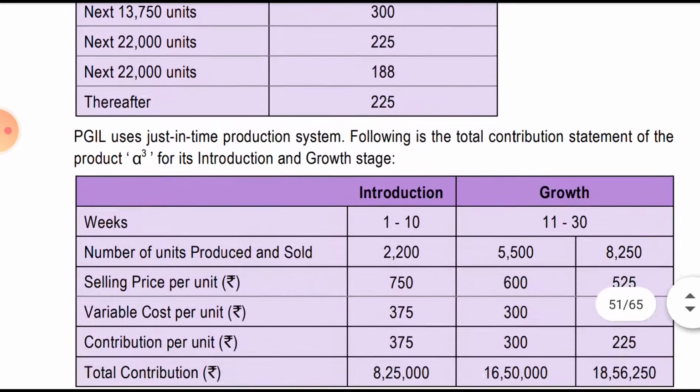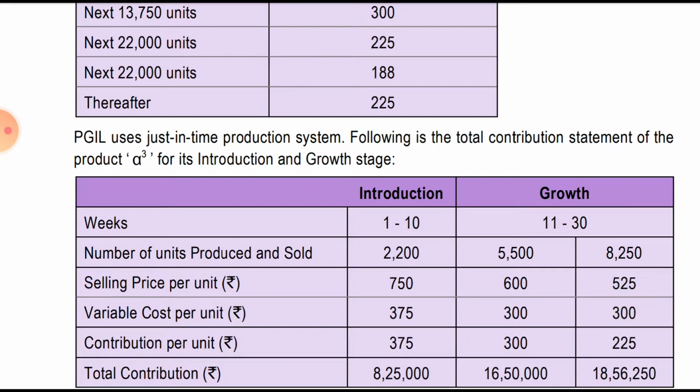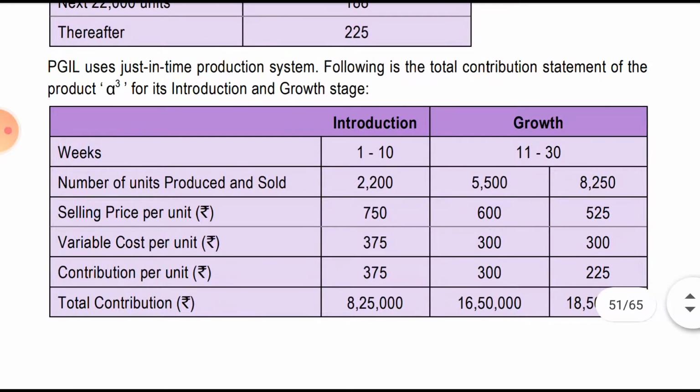PGIL uses the just-in-time production system. Following is the total contribution statement of the product Alpha 3 for its introduction and growth stages. The introduction stage is weeks 1 to 10, and growth is 11 to 30, that is 11 to 20 and 21 to 30. The data given includes the unit quantity, selling price, variable cost, contribution, and the total contribution.